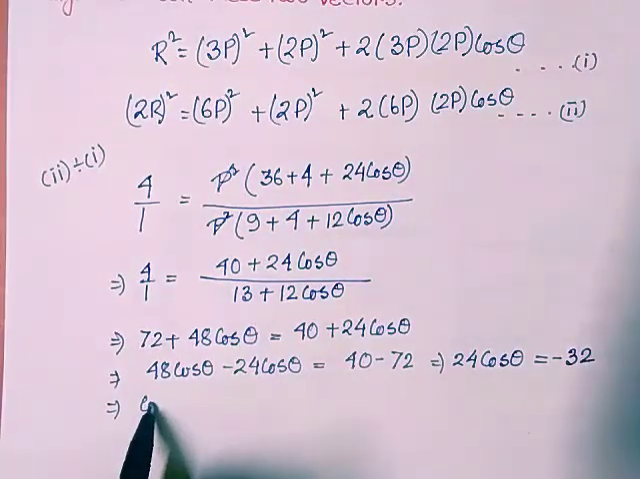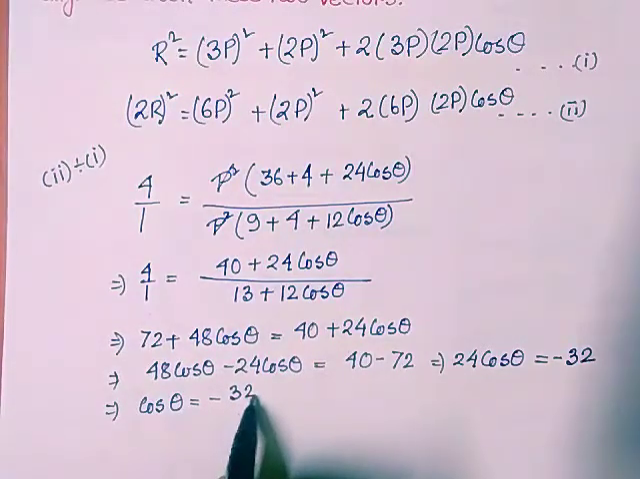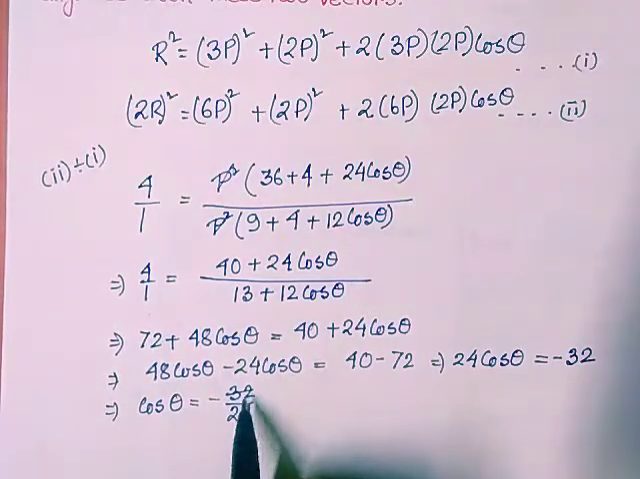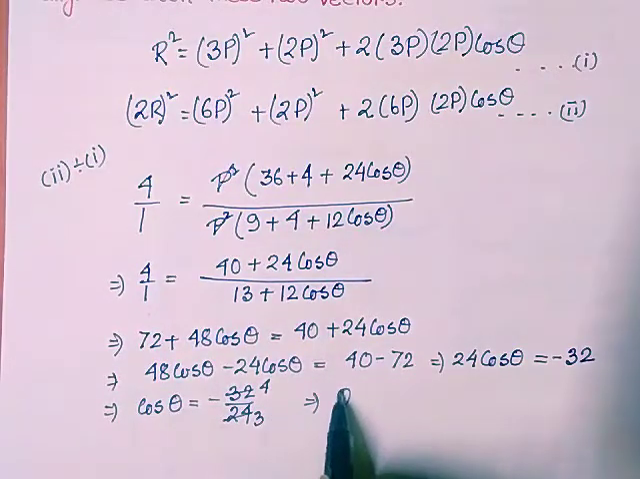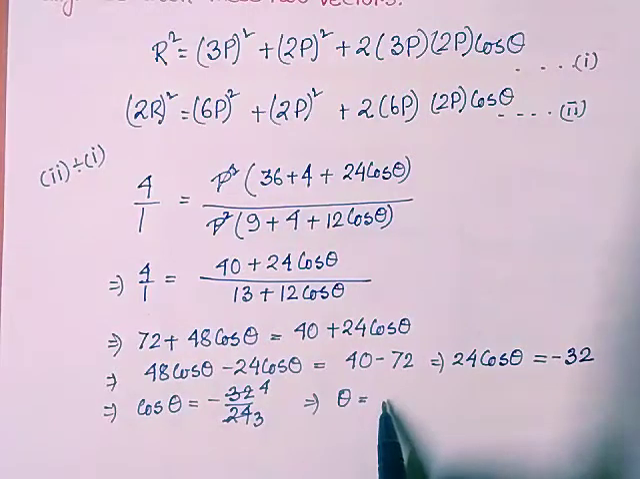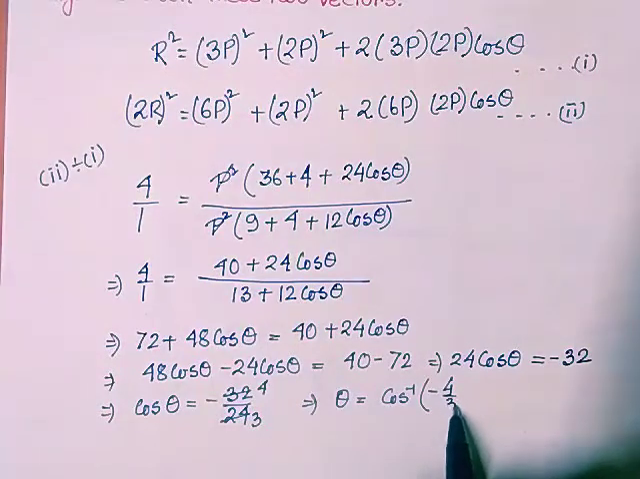So cos theta equals minus of 32 divided by 24. 8 4s are 32, 8 3s are 24. So the angle theta, that is the angle between the two vectors 3p and 2p, is cos inverse of minus 4 divided by 3.